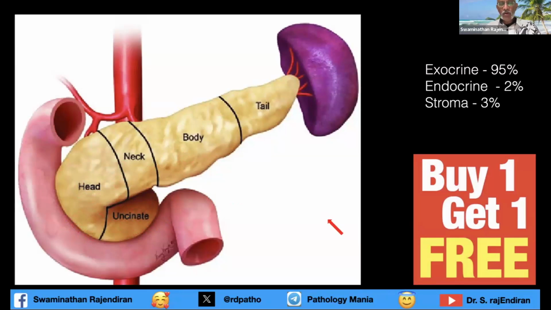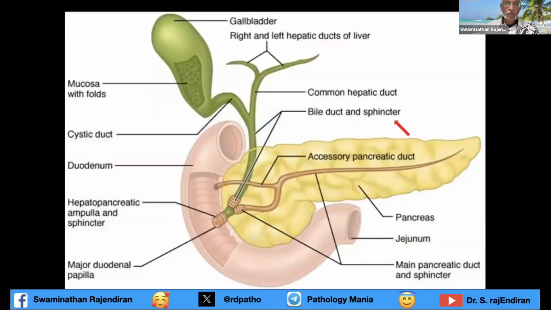And morphologically or histologically, it has exocrine and endocrine parts. I used to say it's like a buy one, get one free. We have both exocrine and endocrine organs in the pancreas, but exocrine constitutes 95%, whereas endocrine constitutes 2%, with the supportive stroma constituting 3%. This anatomy is just important to know the biliary system.